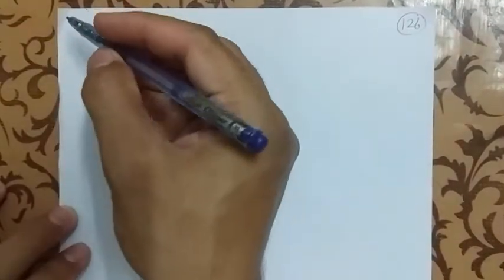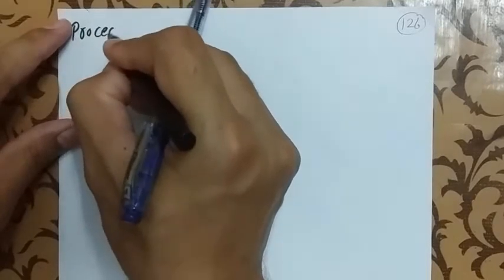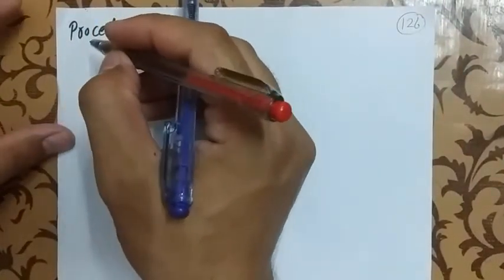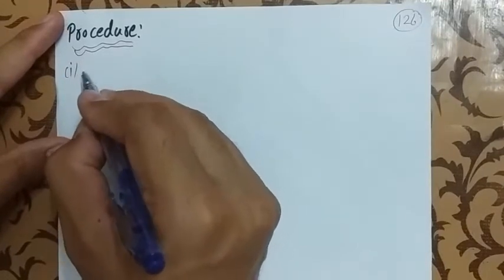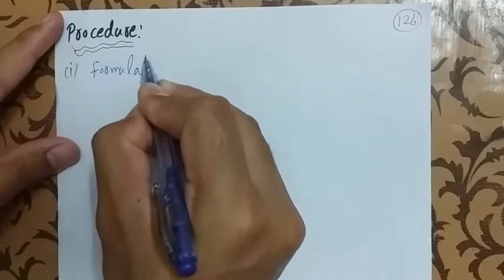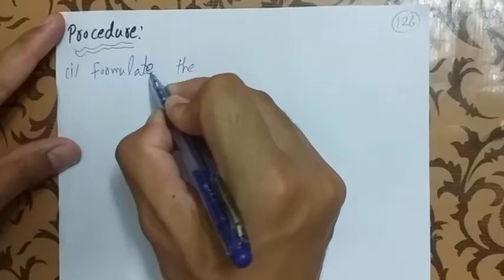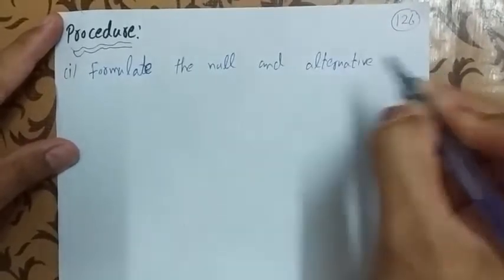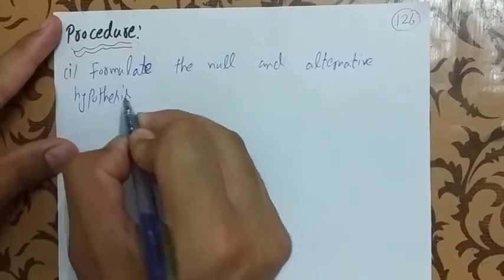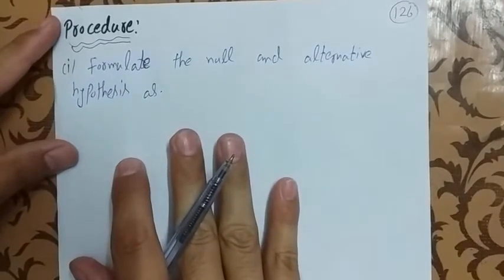Now, the procedure is: the first point, just like the previous test, is to formulate the null and alternative hypotheses.